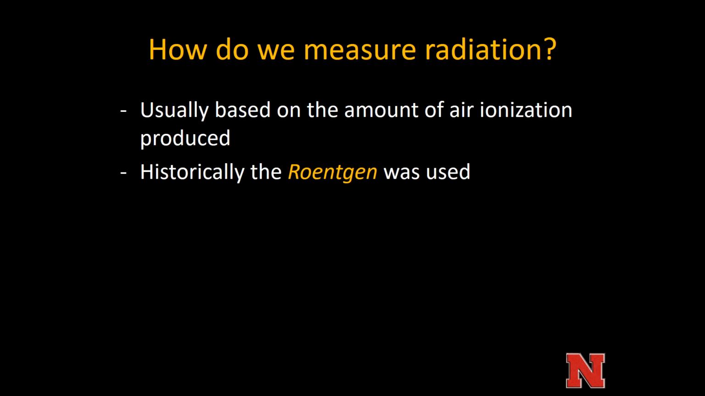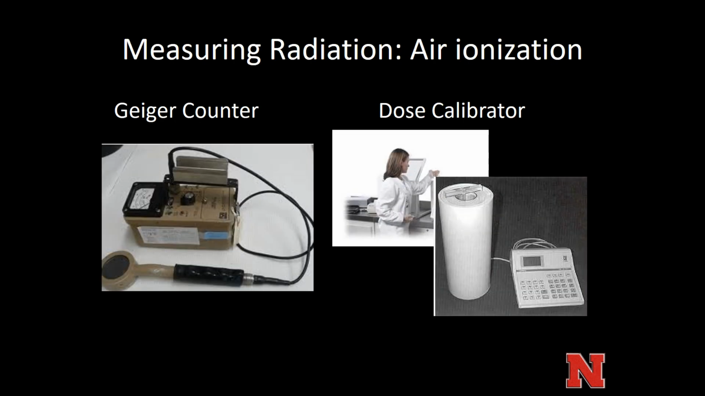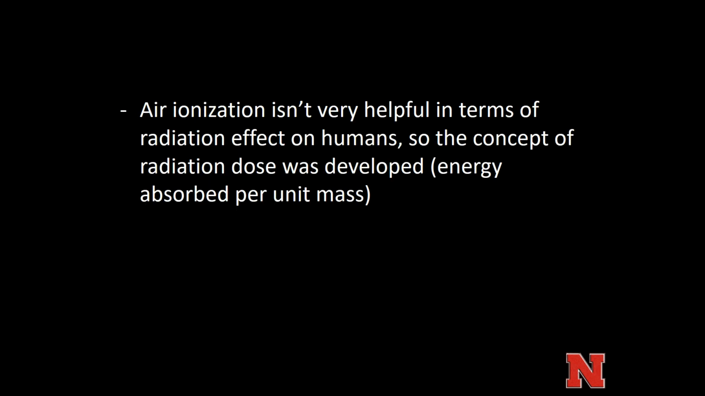So how do we measure radiation? It's usually based on the amount of air ionization that given radiation produces. Historical unit is the Roentgen. How do we measure it? Well, air ionization, and these will be covered in more detail in the radiation biology and safety lectures, but the basic way that you can measure radiation is with a Geiger counter. That's that pancake probe on a Geiger counter to your left, or a dose calibrator on your right, where you take a dose of a radiopharmaceutical, put it in the calibrator, and get spit out a dose.